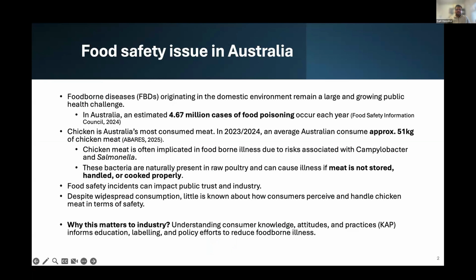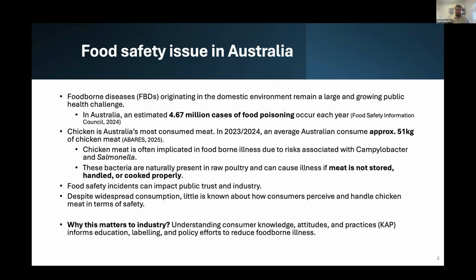So the aspect around food safety issue, as most of you would be aware, the foodborne disease or foodborne illness originating in domestic environment remains the large challenge. Food safety aspect is a priority for the industry. In Australia, there are 4.6 million cases of food poisoning each year. Now, particularly, I'd like to draw your attention that not all of these cases are attributed to poultry industry. These are the overall figures of the cases of food poisoning reported across Australia.